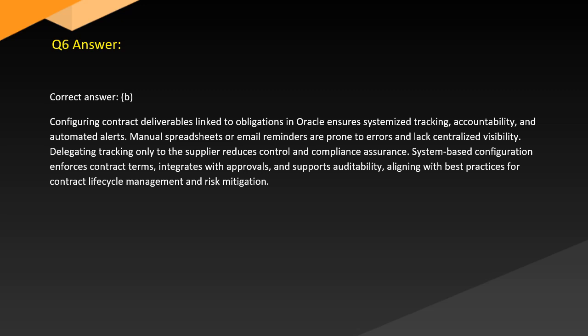Answer. Correct answer: B. Configuring contract deliverables linked to obligations in Oracle ensures systemized tracking, accountability, and automated alerts. Manual spreadsheets or email reminders are prone to errors and lack centralized visibility. Delegating tracking only to the supplier reduces control and compliance assurance. System-based configuration enforces contract terms, integrates with approvals, and supports auditability, aligning with best practices for contract lifecycle management and risk mitigation.